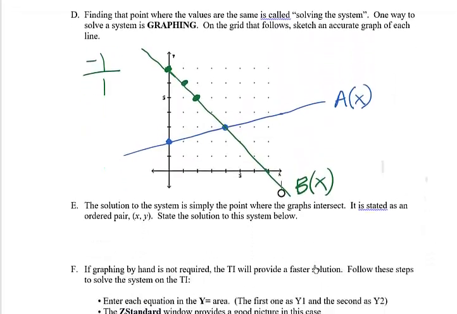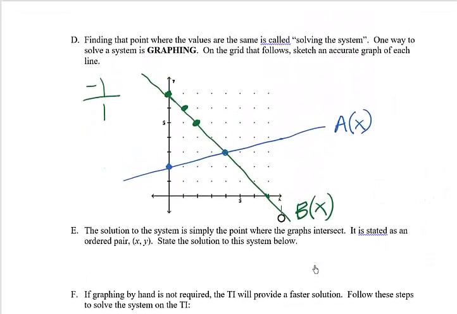Well, letter E says when you solve a system by the graphing method, all you have to do is find the point where the graphs intersect. And obviously you can see where that is right here. That point where the graphs intersect is called the solution to the system. We give it as an ordered pair. It looks like 1, 2, 3, 4, and then comma 1, 2, 3.